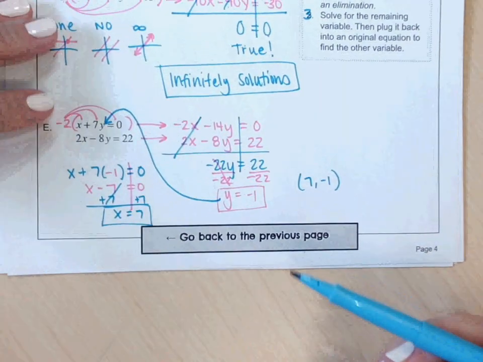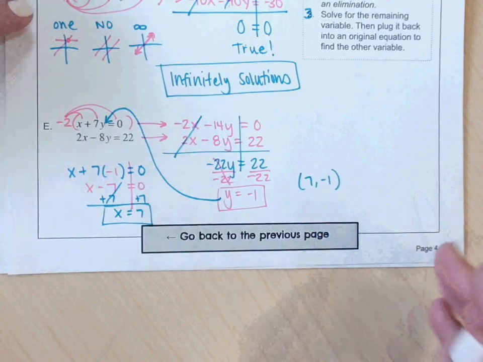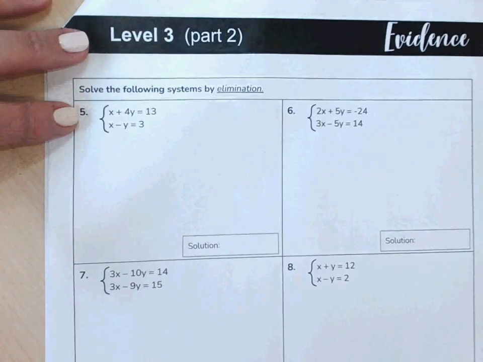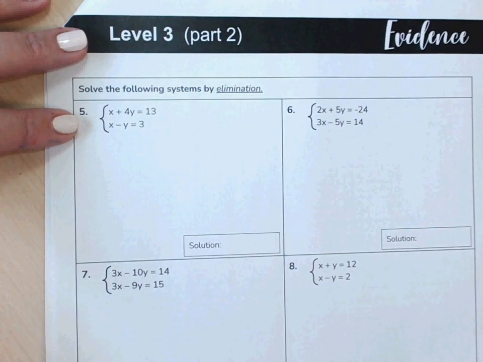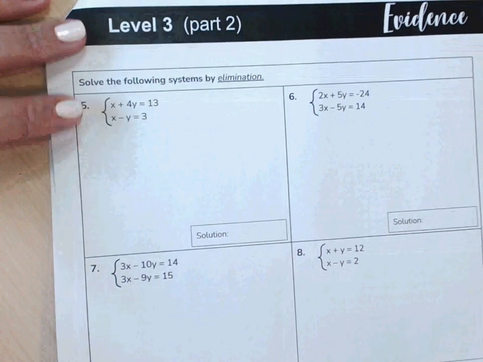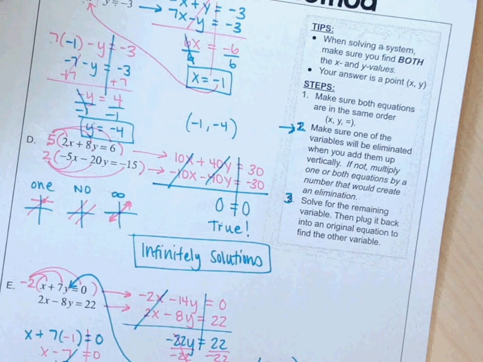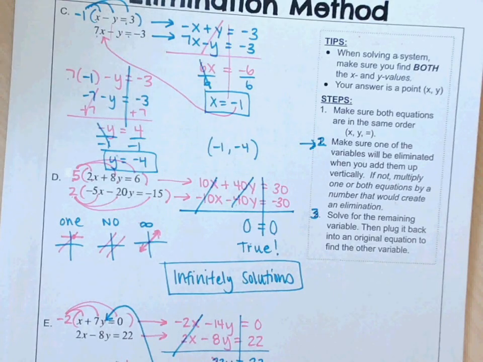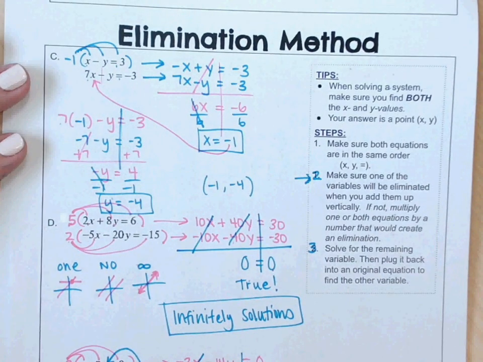If you feel like your mind is blown and you turn the page and you look at the first one and you have absolutely no idea what to do, then re-watch the video. It's only 15 minutes long. Re-watch it. Let your brain process this. The more you see it, the more you hear it, the easier it gets.